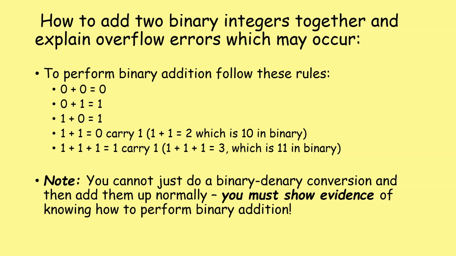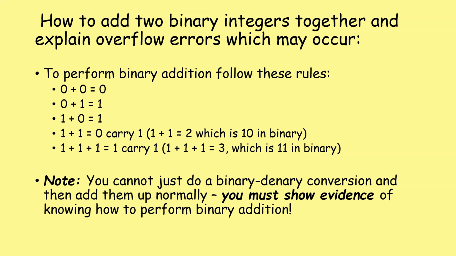How do we add two binary integers together and explain overflow errors which may occur? Binary addition has a simple set of rules that you just have to memorize. 0 plus 0 is 0. 0 plus 1 is 1. 1 plus 0 is 1. 1 plus 1 is 0. Carry 1 to the next column. And that's because 1 plus 1 is 2, which we can't represent in binary as a 2, but is represented as 1, 0. 1 plus 1 plus 1 is 1 carry 1, because obviously 3 ones gives you 3, which is represented in binary as 1, 1.